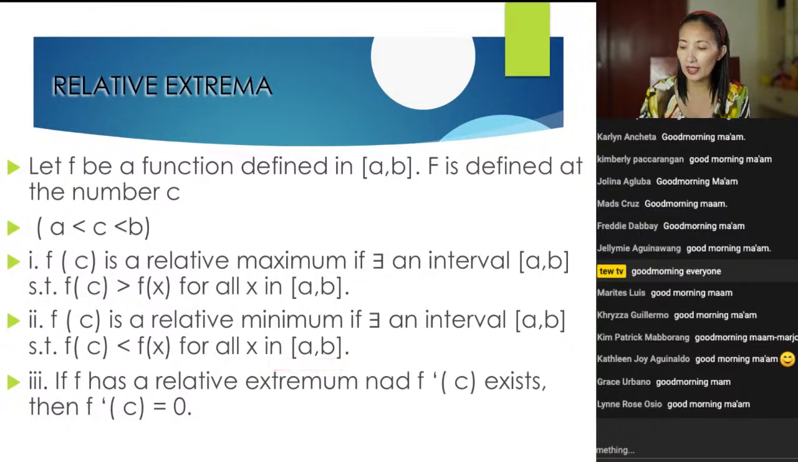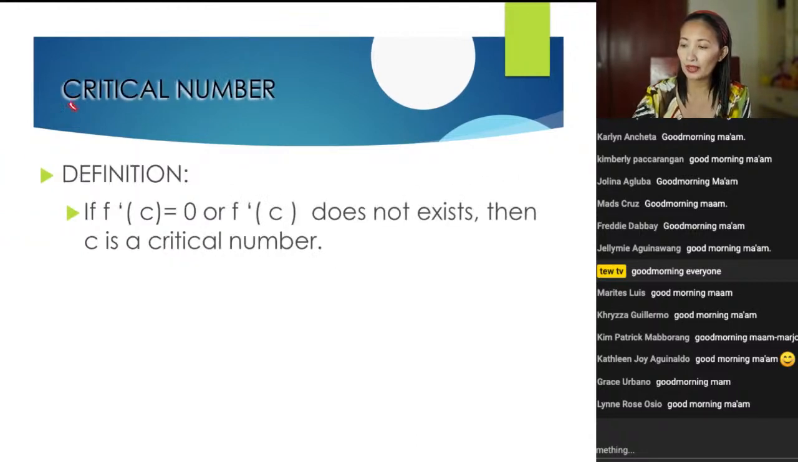And it says here, number 3, if f has a relative extremum at c and f prime of c exists, then f prime of c is equal to 0. So, c is a critical number. What do we mean by a critical number? You'll understand this better with an example. Let's look into the definition of a critical number.